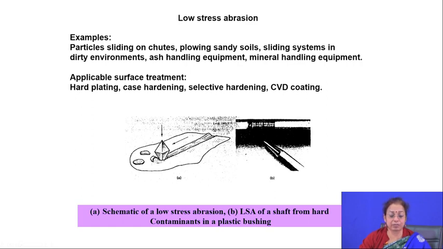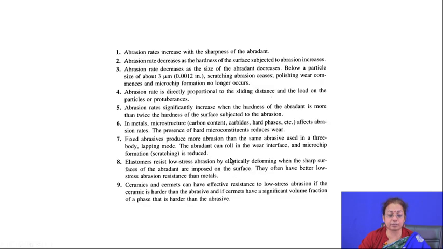There won't be any kind of visible deformation on the surface, because you are applying a very low load. So, there is no chance of deformation, but the hardness difference plays a very important role. You will get a lot of scratches on the surface. This is a schematic of low stress abrasion: the side view of a shaft with hard contaminants in a plastic varnishing. This is a very interesting thing.